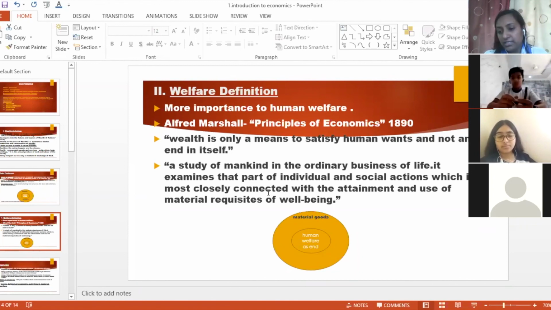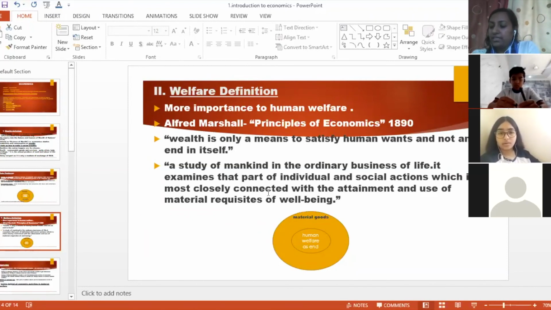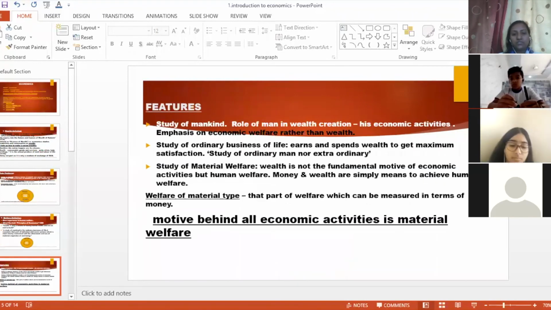In this he studies man. He does not study wealth. He studies man. So it is a little different from the definition given by Adam Smith. His contemporaries like Pigou and William Beveridge also supported this definition. So what were the main features of this definition?